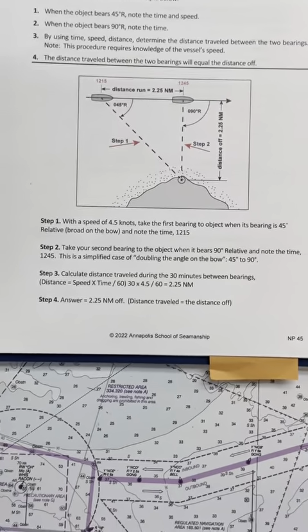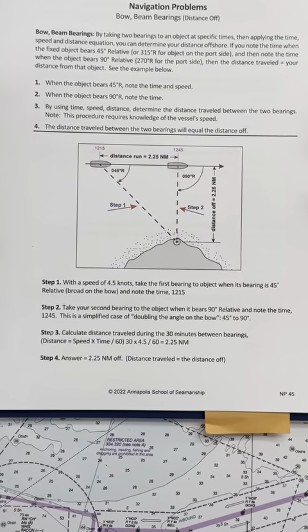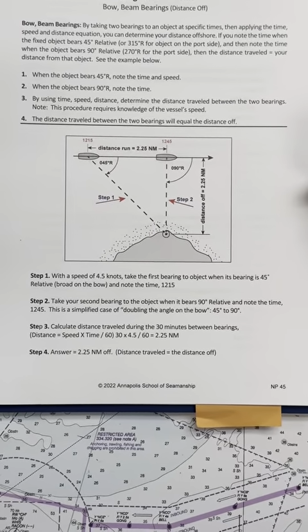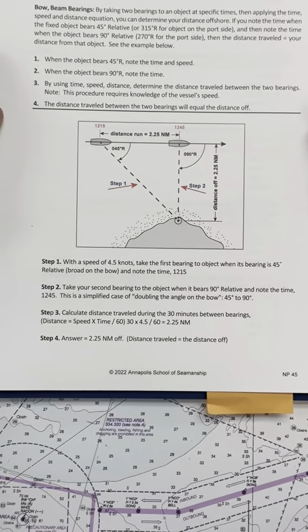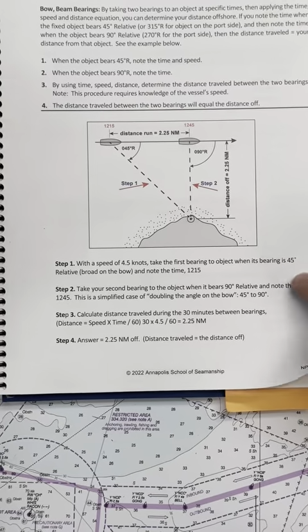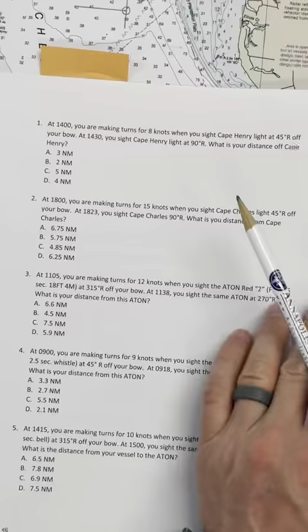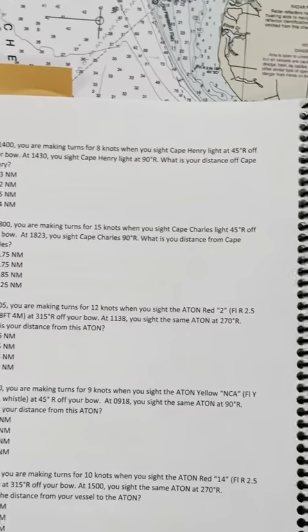So all this becomes is a time, speed, distance problem. So you're not even going to try and plot it. As soon as you see the relative bearings, you're solving for time, speed, and distance. So let's take a look at our question here. I'll do questions 1 and 2 just to show you how quick this can be.